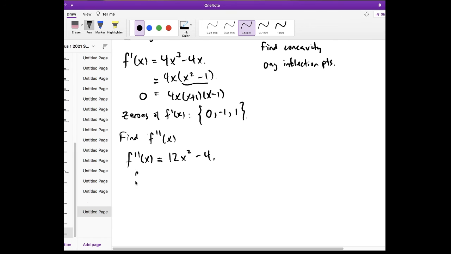So what happens when you plug in 0? You get a negative number. What happens when you plug in -1? You get a positive number. What happens when you plug in 1? You get a positive number.